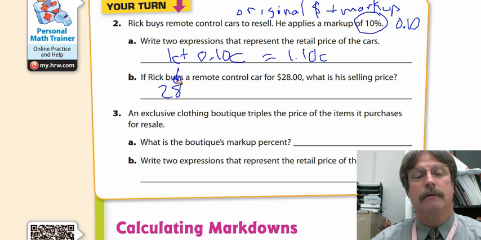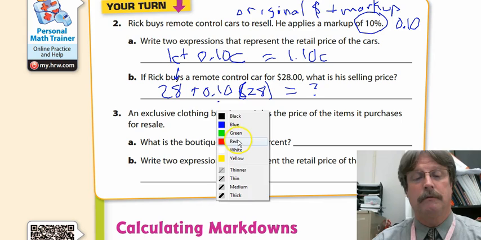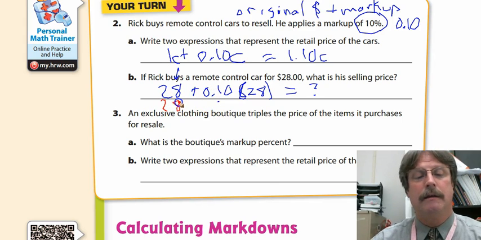So we're going to do plus 0.10 times, this is a parenthesis, times the 28 equals, what's that equal? Well, what's 10% of 28? So we're going to do 28 plus $2.80, because that's 10% of this. Let you do the math on that. And we add those two together, so then we're going to get $30.80. Okay, so that's one expression.